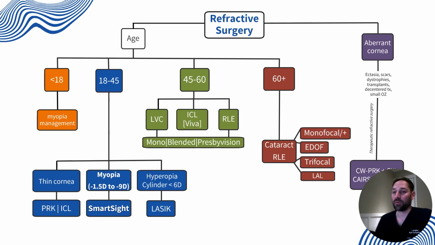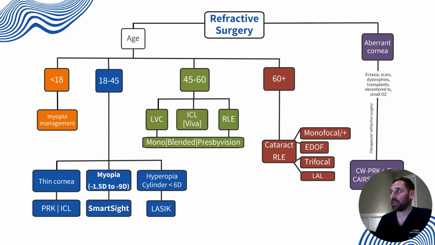In a thin cornea, we want to do PRK or ICL, an implantable contact lens surgery. In hyperopia, we want to do LASIK surgery. As we get a little older, we can add in refractive lens exchange, which is really the same steps as cataract surgery before someone has actually developed a cataract. When you're 60 plus, if you've developed a cataract, we're doing cataract surgery with various types of lenses.